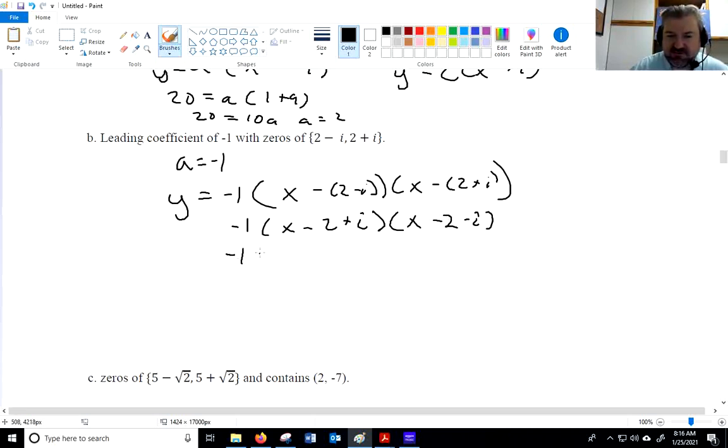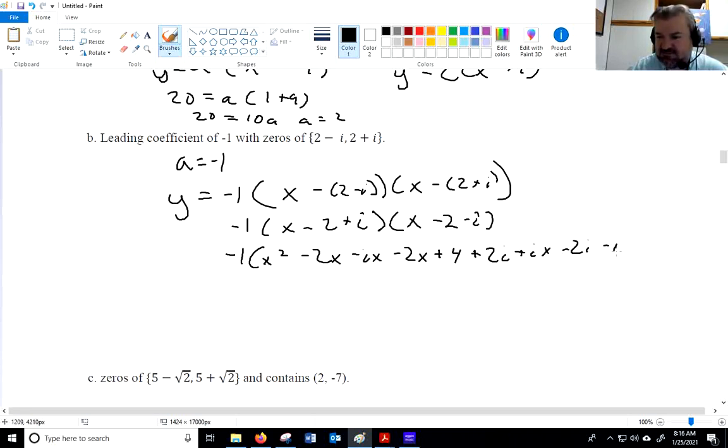Now let's expand this. Remember I told you we shouldn't have any i's when we're done if we do it right. So x goes to x squared. Then x goes to minus 2, minus 2x. Then x goes to minus ix. All right, now we're on the negative 2. Negative 2 goes to x. Negative 2 goes to negative 2, gives me a 4. Negative 2 goes to negative i, I get plus 2i. Now we have the i. Plus ix minus 2i minus i squared. We know that i squared is a negative 1, so minus i squared is actually a plus 1.